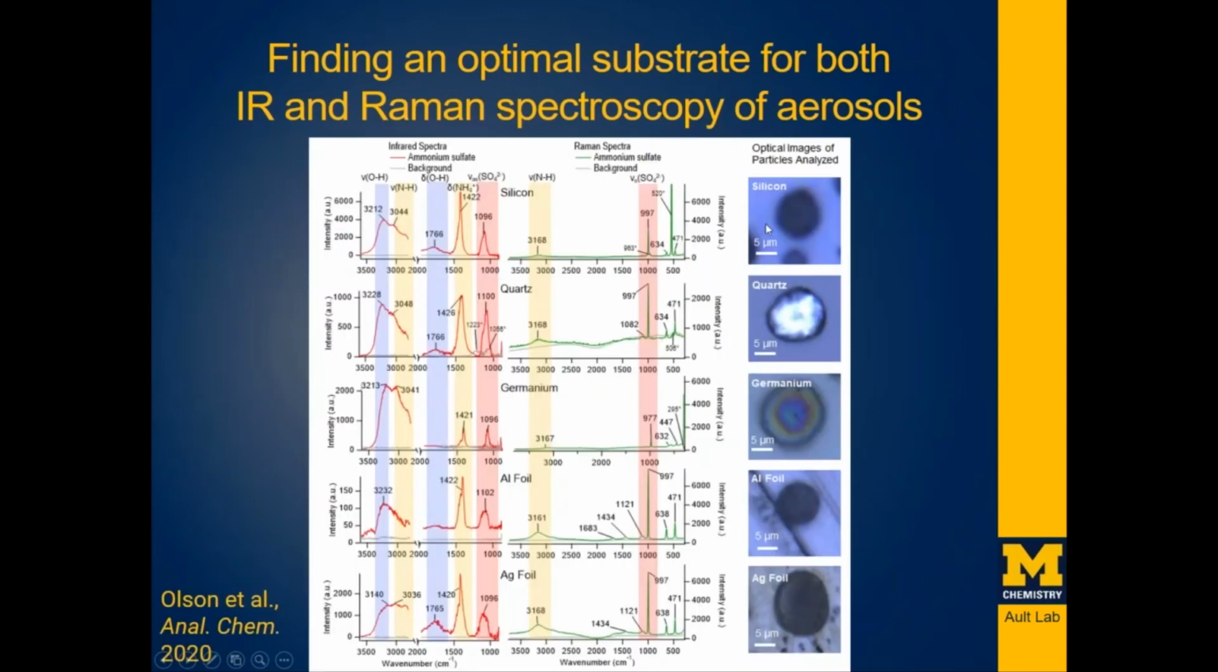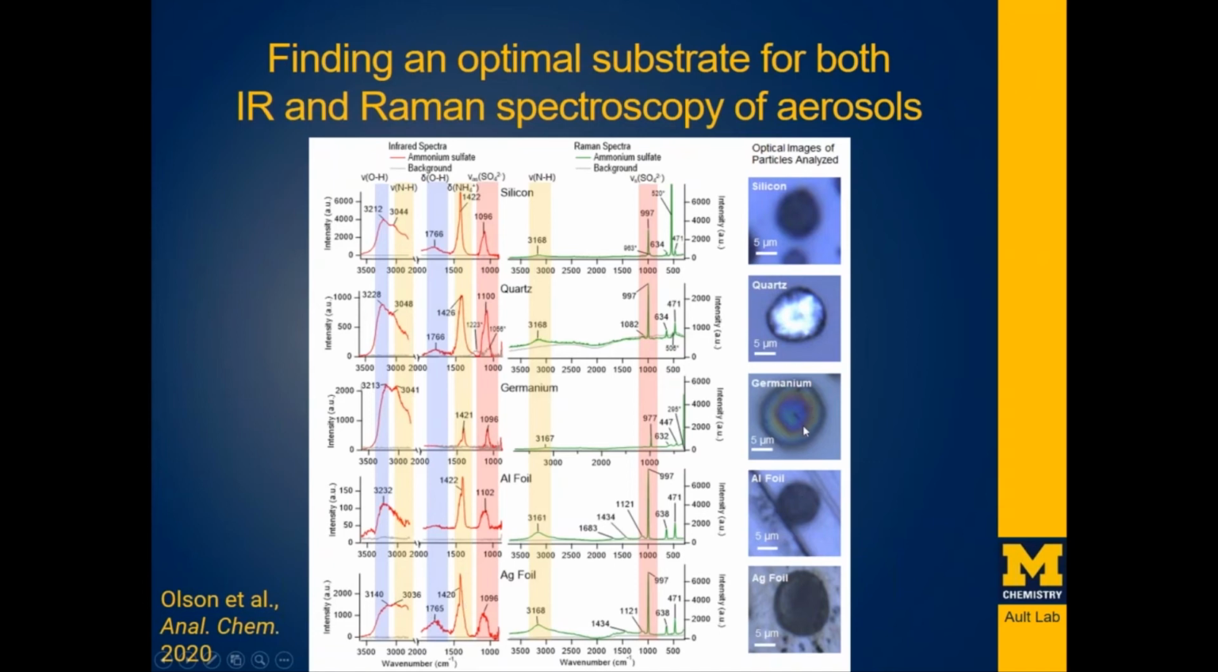And so I already showed you the silicon data up top here, but we also looked at quartz. This is just a quartz microscope slide, nothing fancy. We again got great IR spectra and some pretty solid Raman, although you'll notice a little bit of baseline that we had to account for. We tried it off of a germanium wafer, similar to the silicon wafers we were using, and again, pretty solid IR and Raman spectra. We also tried a couple of foils, aluminum foil as well as silver foil, and for all of these, we were able to see the ammonium sulfate particles.